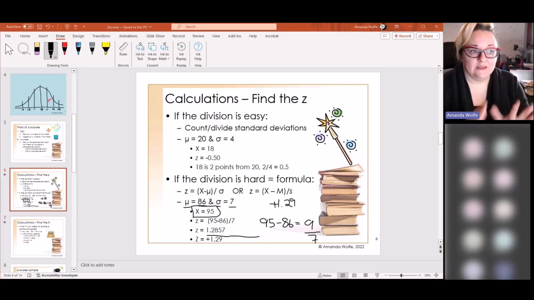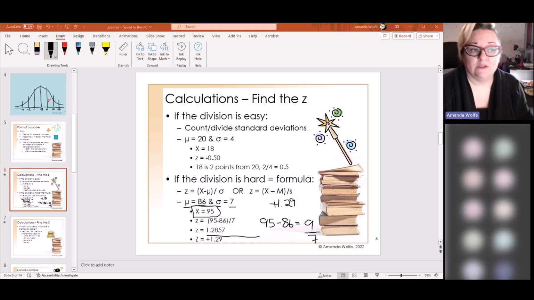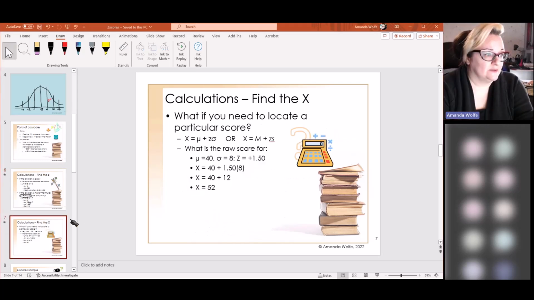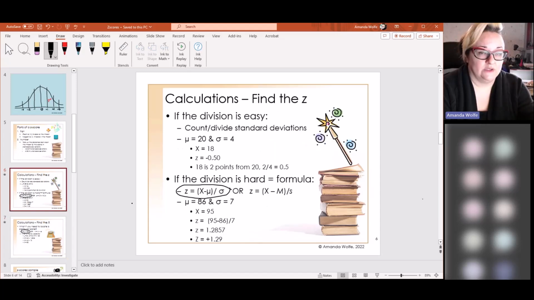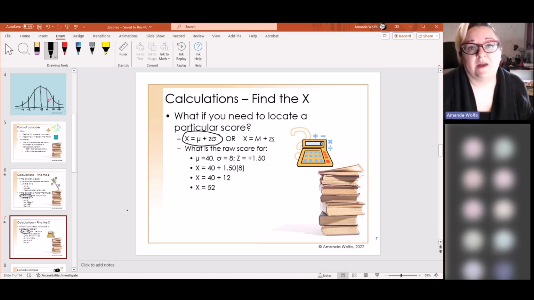So the math is not necessarily complicated math. It's some subtraction and some division. It's just a matter of knowing which ones go where and when to use it. We can also have times where I want to find the raw score. Well, I can actually use algebra to flip that whole formula around, the exact inverse, to find the X. So there's a formula to find the Z and there's a formula to find the X. It's just which one am I being asked for?